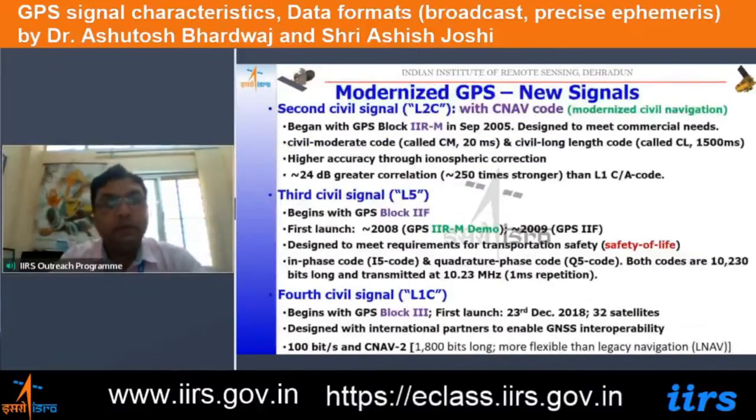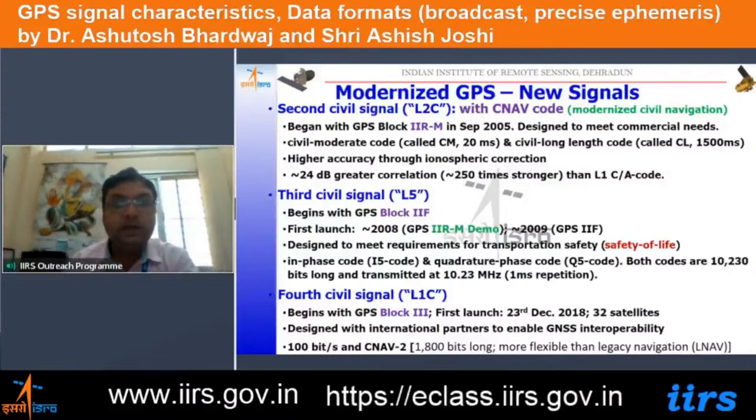So besides the CA code and P code, now we have other modernized GPS navigation signals. In that series, we have L2C with the new CNAV code, and it started from Block 2RM in September 2005. It also has a civil moderate code and a civil long length code, one of 20 milliseconds and another of 1500 milliseconds time period, represented by CM, civil moderate, and CL, civil long. This provides higher accuracy for the ionospheric correction.